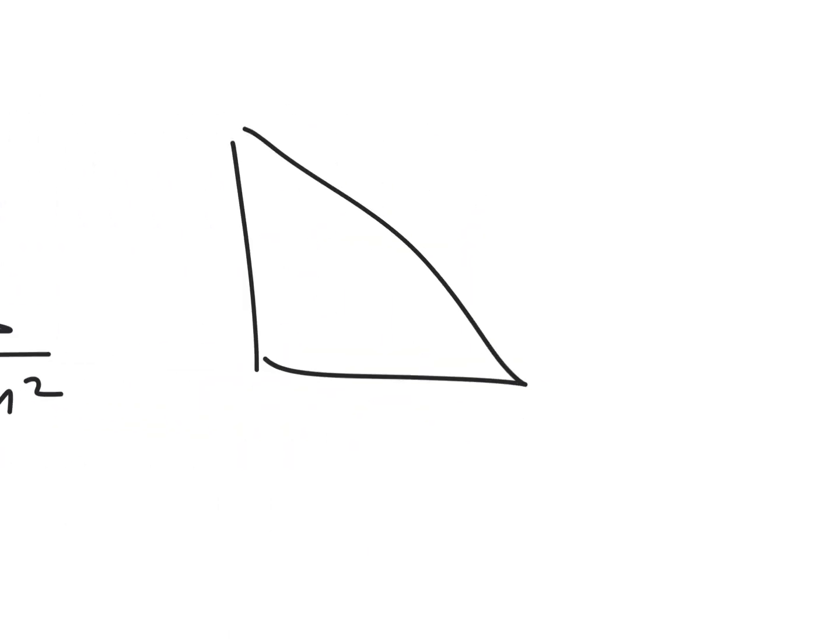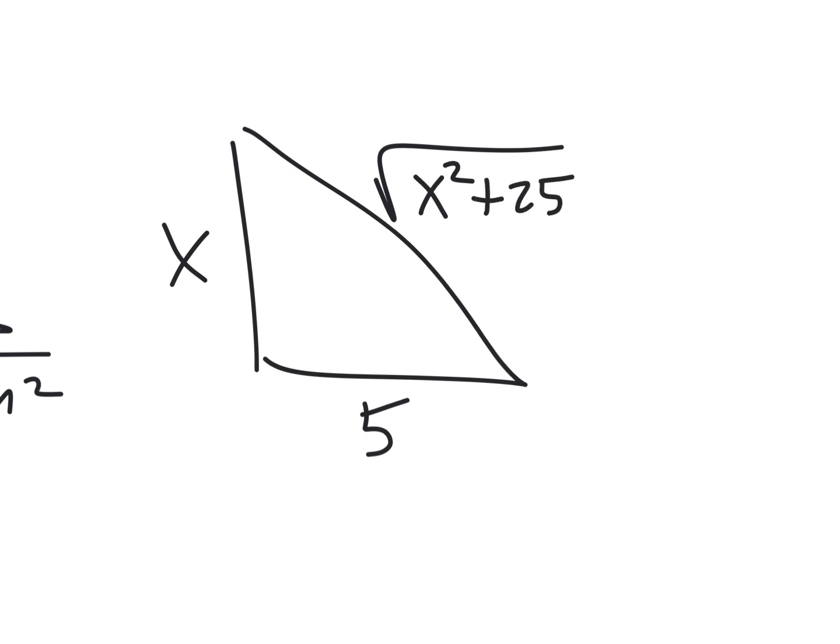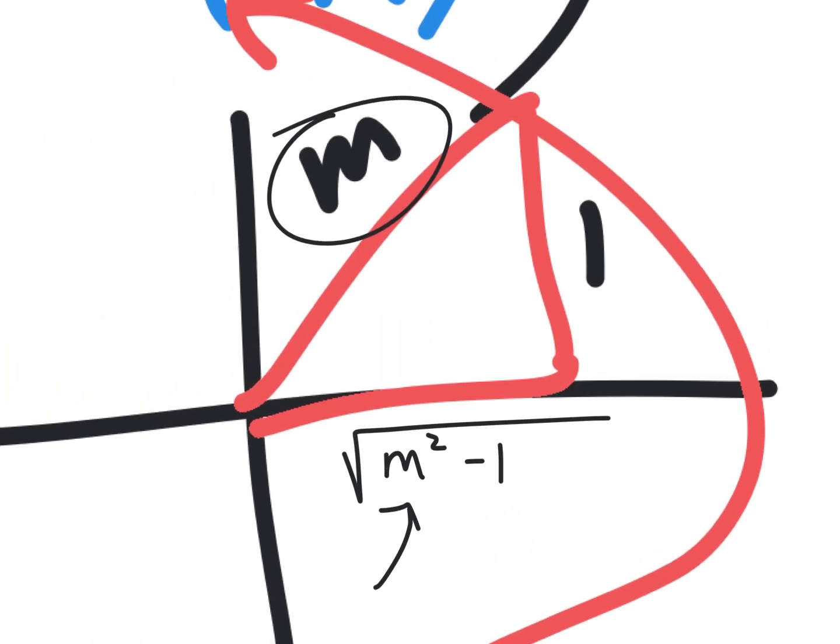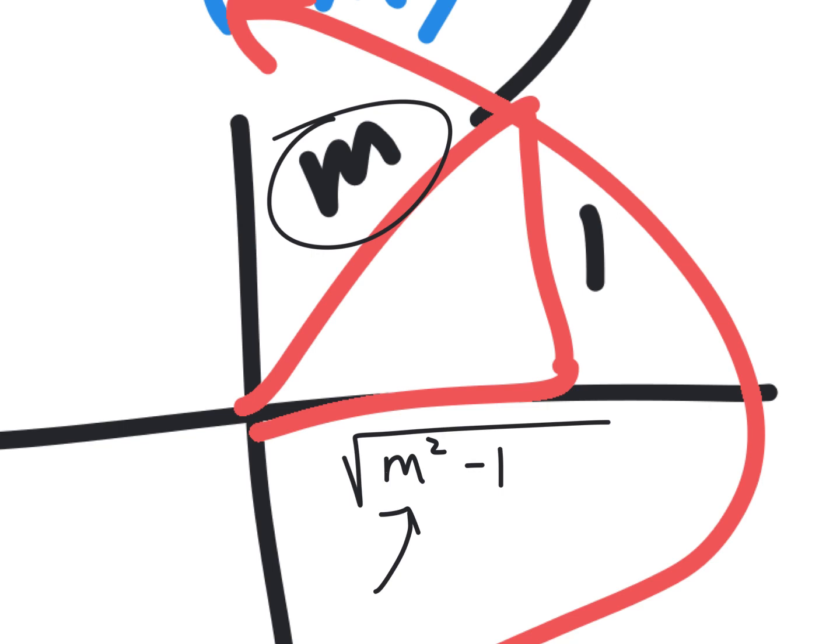So let's say this is x and this is 5. This is square root of x squared plus 25. Okay. We've got to find that third side in the right triangle really fast and easy. So we practiced it, so now I think you're good again. So now I think that maybe you understand why that's square root of m squared minus 1 squared, but that's still 1.